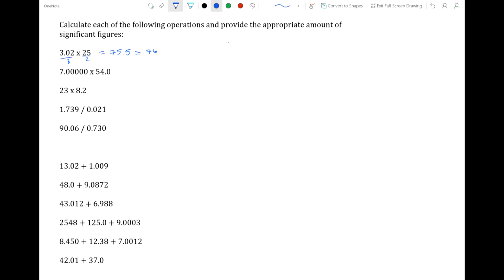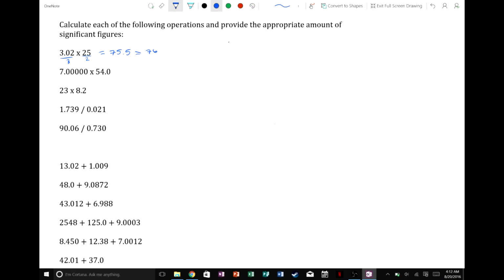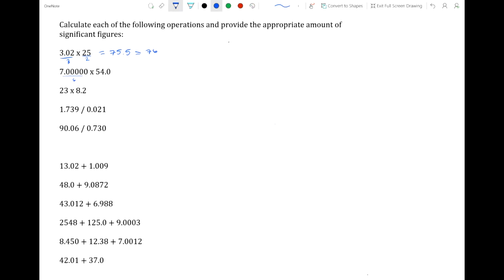Alright, the next example here. So we have 7.00000 times 54.0. In the 7.00000 we have 6 significant figures, 6 right here and 3 over here. Now, ask yourself, how many significant figures should your answer have? And the answer to that question should be 3. So when you put that calculation into your calculator, you get 378. You needed 3 significant figures, and that answer has 3 significant figures, so you don't have to do any rounding. You just leave it as 378, and that's perfectly fine.